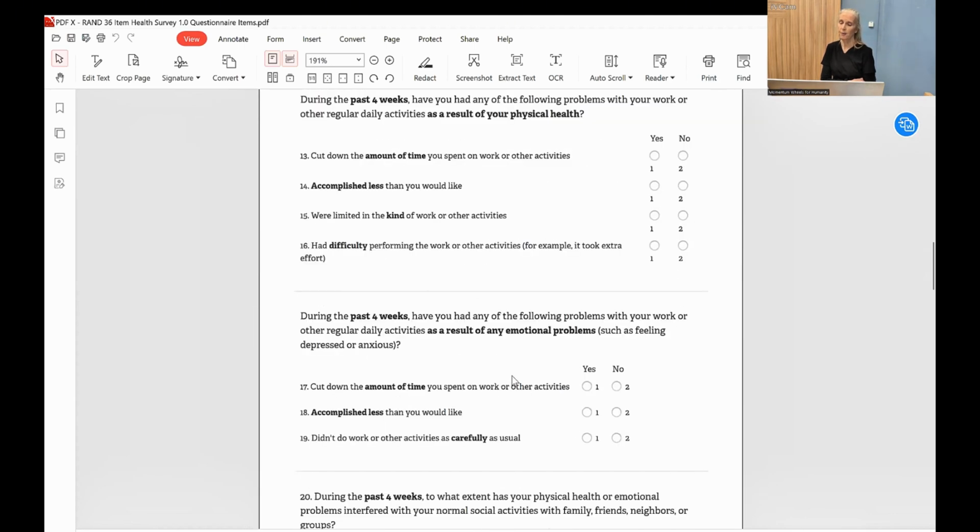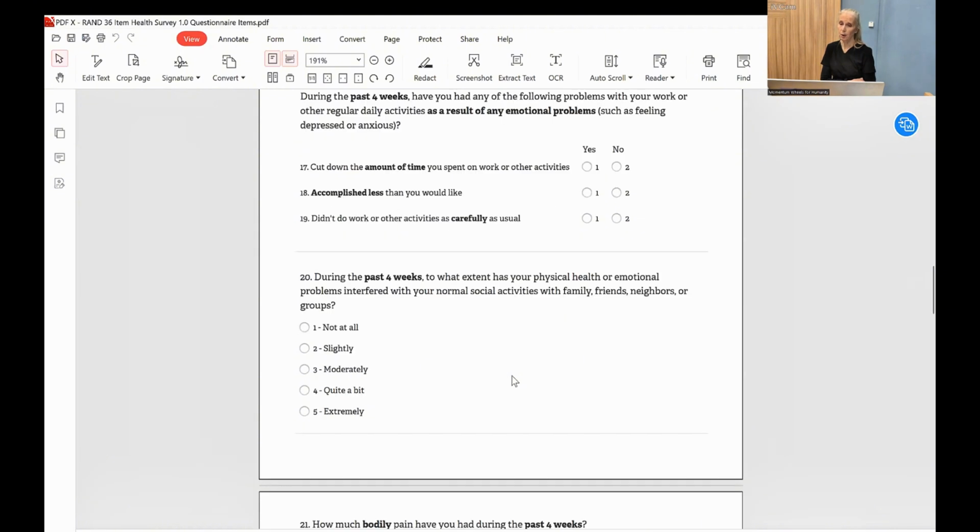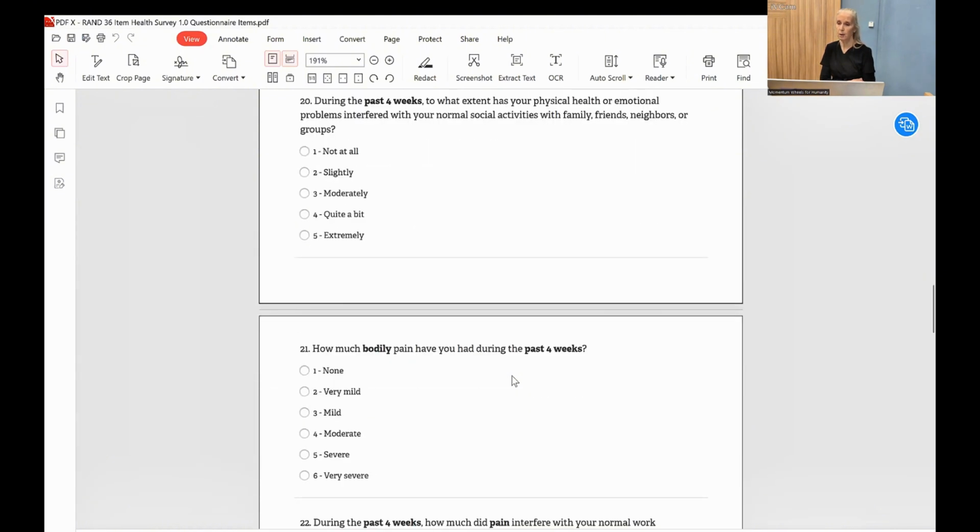However, if you have an ambulatory patient, this may be something that could be used.